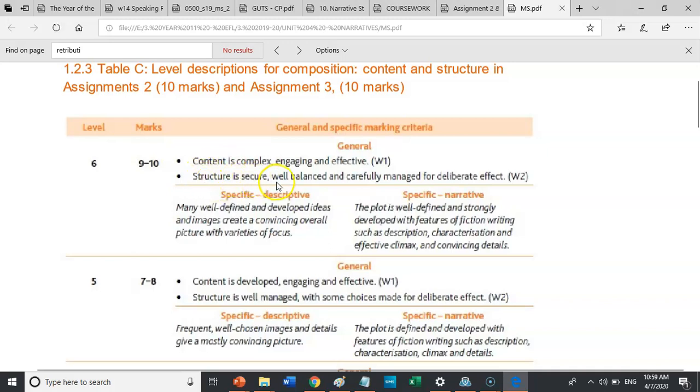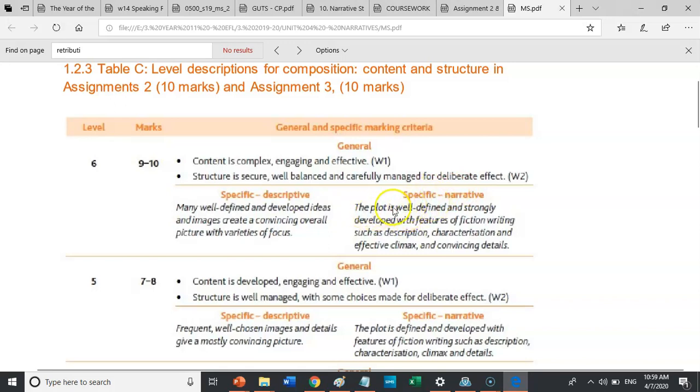The structure is secure, well balanced and carefully managed for deliberate effect. What that means to me is that you're using paragraphs and you're using them consciously to create an effect. You've got that clear narrative structure where you're starting off with your exposition, your setting, your character, you're building slowly up that plot mountain to the climax. You've got a very clear climax, and you might choose to end it on a cliffhanger, or you might choose to wrap it up to resolve the story.